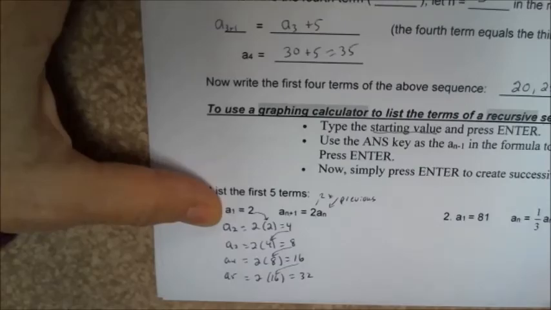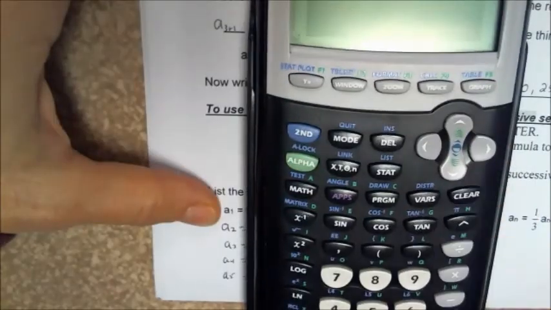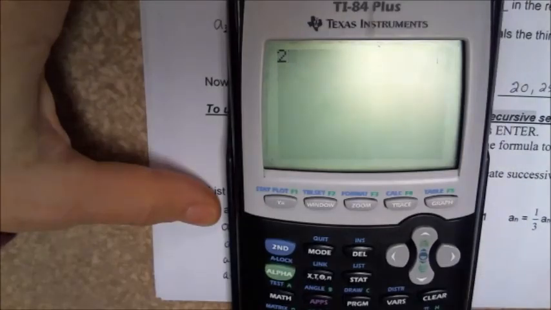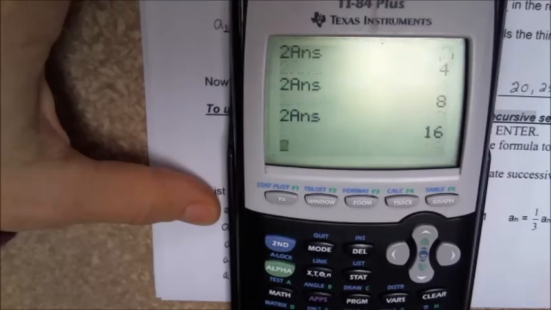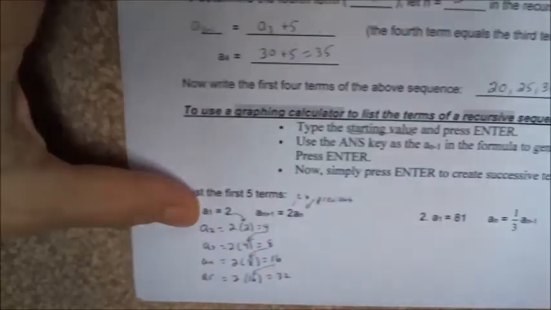And if we wanted to do that on our calculator, we press 2 and hit enter. And then we do 2 second negative, ANS. So there's your next term, and then just keep hitting enter, enter, enter, enter, and you can get all the terms you want all the way up.